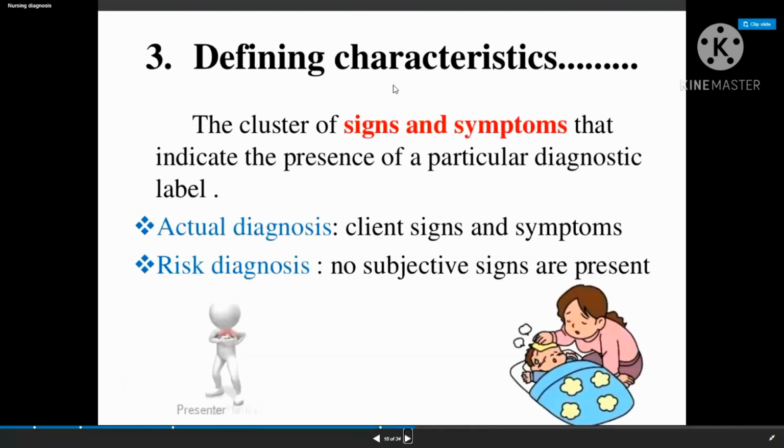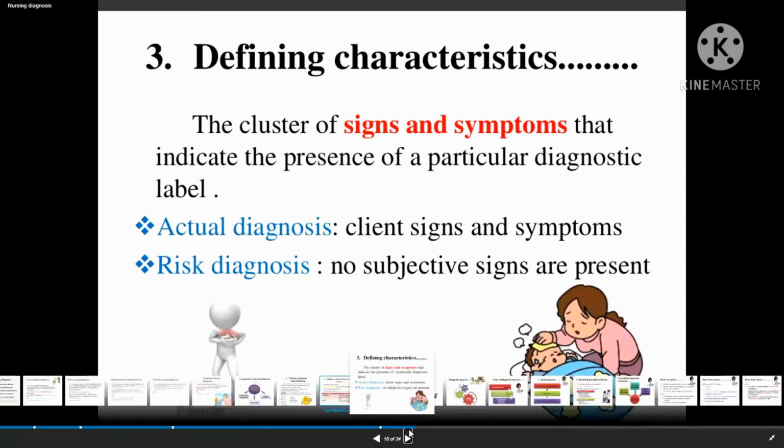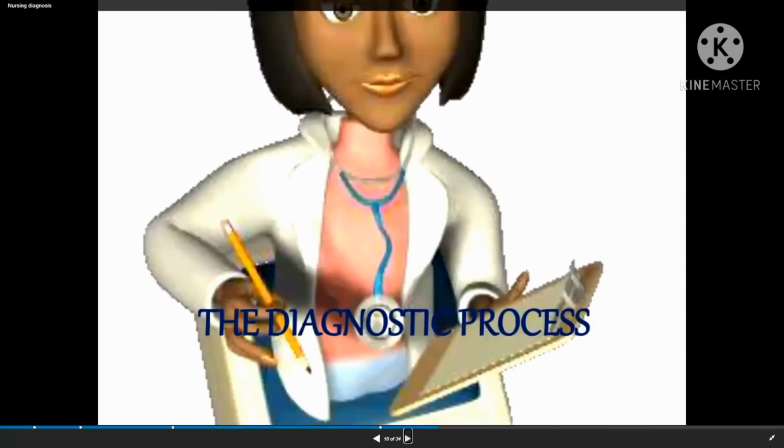Next is the defining characteristics. It is the cluster of signs and symptoms that indicate the presence of a particular diagnostic label. So you have the actual diagnosis as well as the risk nursing diagnosis. For risk diagnosis, client signs and symptoms, no subjective signs are present. So these are the defining characteristics.